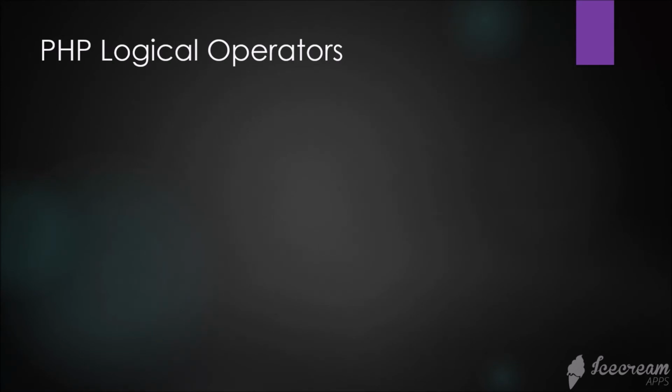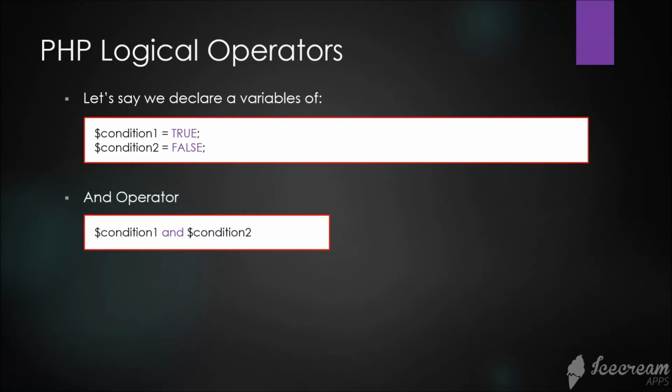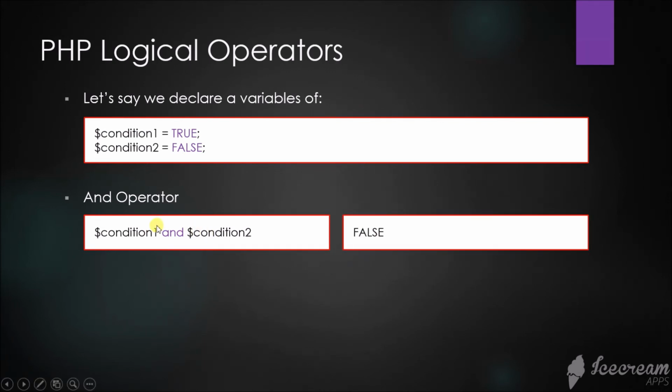Okay, so let's have our examples. So let's say we declare variables of condition 1 equals to true and the condition 2 equals to false. So let's start with the AND operator. So condition 1 and condition 2. So true or false? The answer will be false. Bakit kamo? For the criteria of AND operator, dapat both condition should be true. Unfortunately, yung condition 2 is false. Kaya naging false yung answer natin dito.